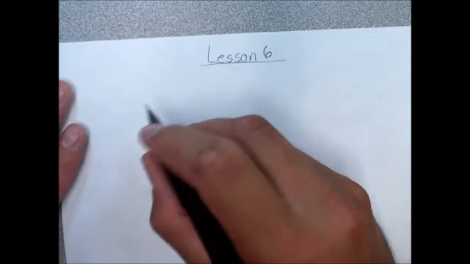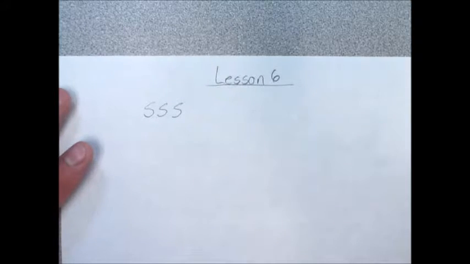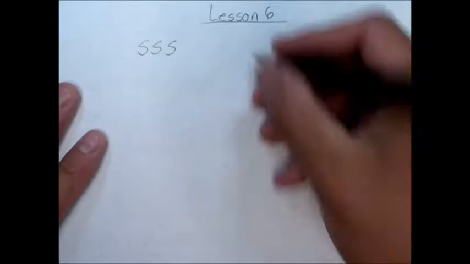All right, here we go. Congruence with multiple sides. So we're going to talk about three-sided figures. This is going to be called side, side, side. So basically, I can say that two triangles are exactly the same if all three of their sides have the exact same measures.